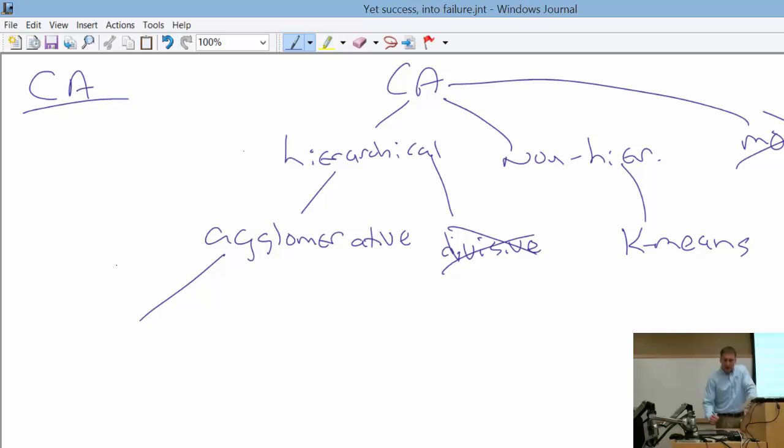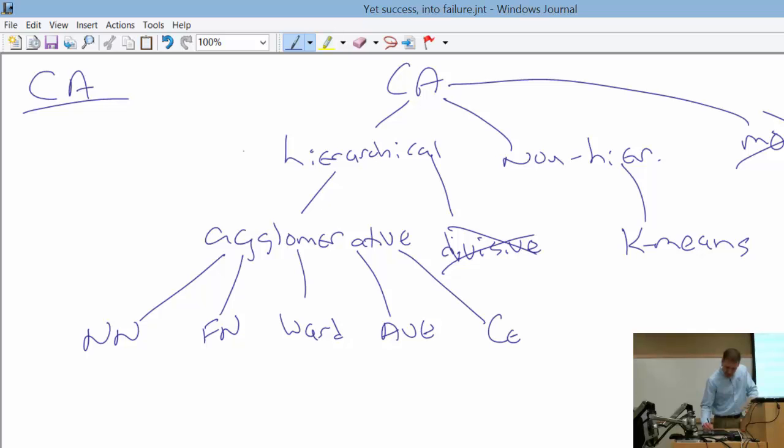Then under agglomerative, we looked at a whole bunch of different ways to do that. We looked at nearest neighbor. We looked at farthest neighbor. We looked at Ward's method. We looked at the average method. And we looked at the centroid method. Make sure you understand those particular methods.